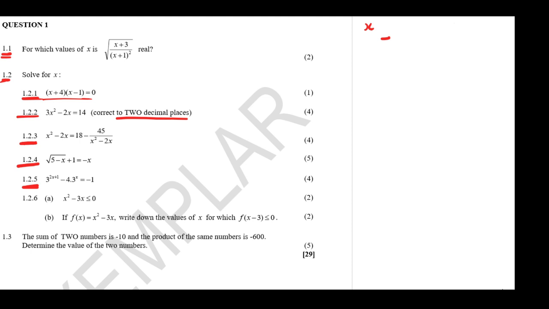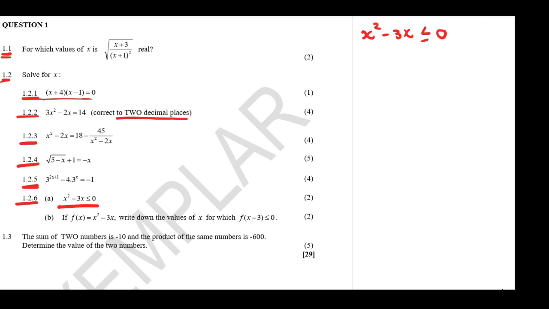So now we're going to do another interesting problem. A lot of students get it wrong, by the way. This one, even in grade 12, people get it wrong. This one here, A, 1.2.6a. It says x squared minus 3x less than or equals to 0. So a lot of students get it wrong. Please listen here. This one you need to listen carefully, so that if you get it right in grade 11, then definitely in grade 12 you're going to get it right.